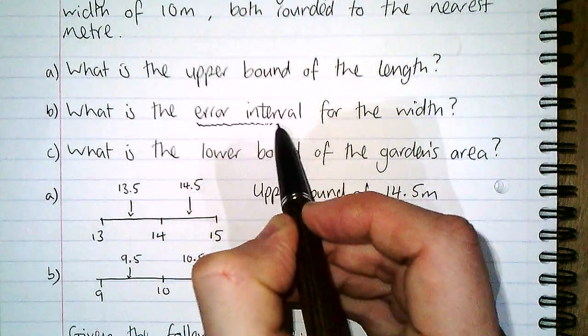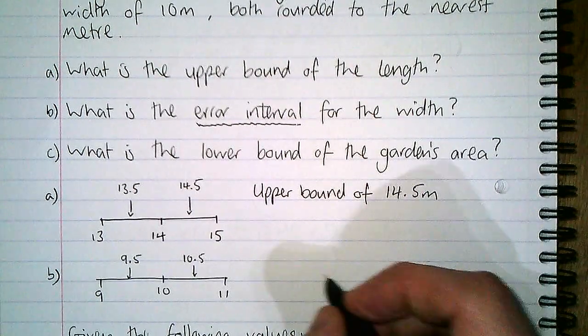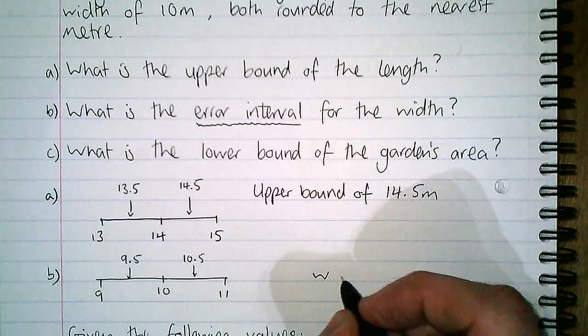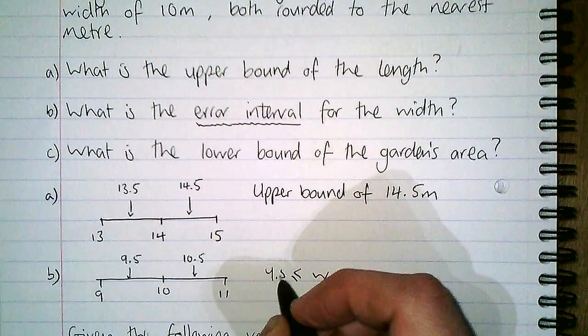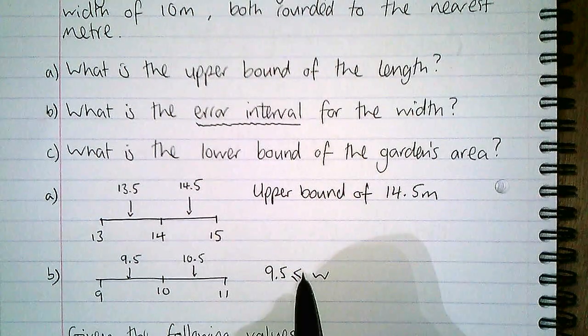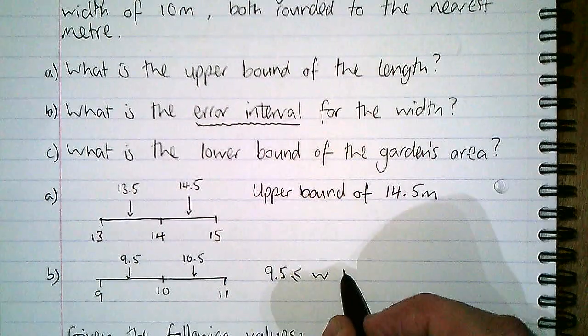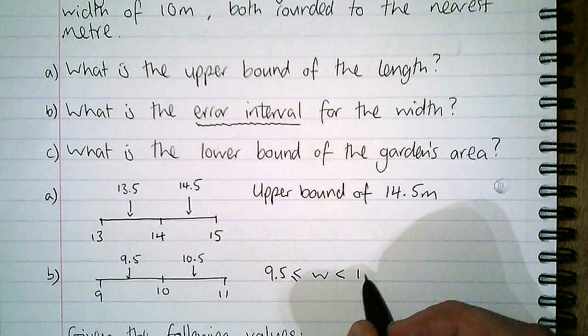So because it wants the error interval, I need to write it in a certain way. I'm going to write here that my width, let's call it W, is greater than or equal to 9.5. So W is at the bigger end, so W is greater than or equal to 9.5, but it is less than, so W now is at the smaller end. W is less than 10.5.